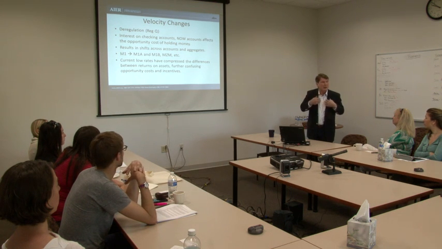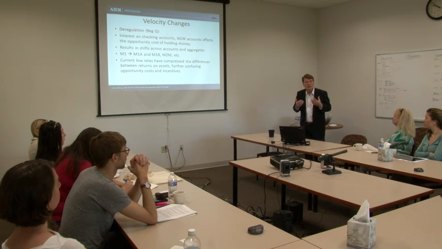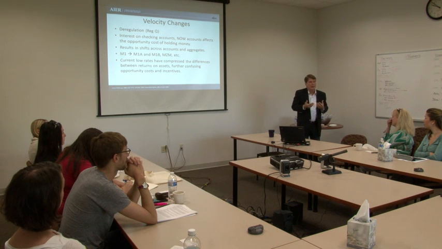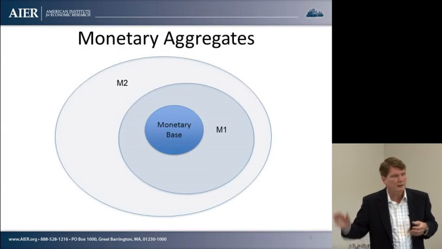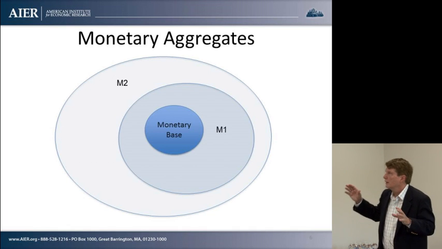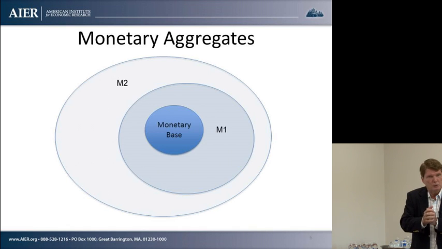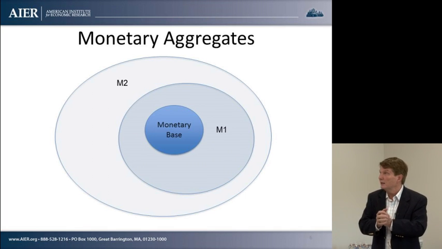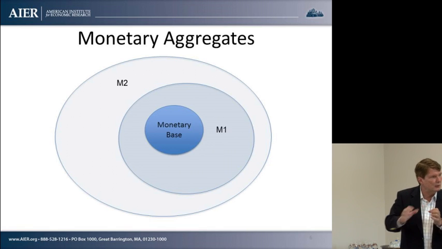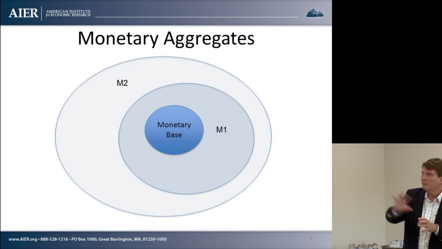This is affecting the way I handle money. It affects the way the Fed functions as well. Now keep in mind how the monetary aggregates work, the base is at the core. This is simply the bank reserves and the currency in circulation, a few odds and ends. And that's the core of the money, and everything else grows out from that.